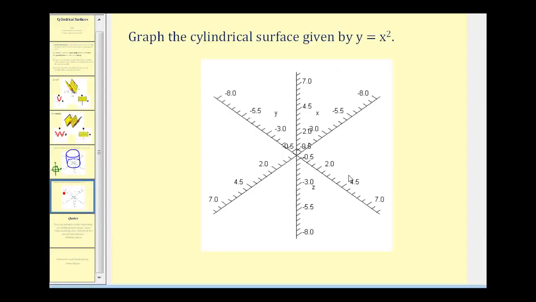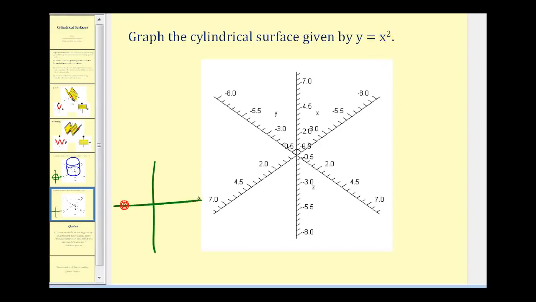Let's take a look at one more. Here we want to graph the cylindrical surface y equals x squared. So the generating curve will be in the xy plane. We should be familiar with this graph in the xy plane. When x is 1, y is 1. When x is 2, y is 4. It's symmetrical across the y-axis, so it would look something like this. So again, this would be the generating curve.